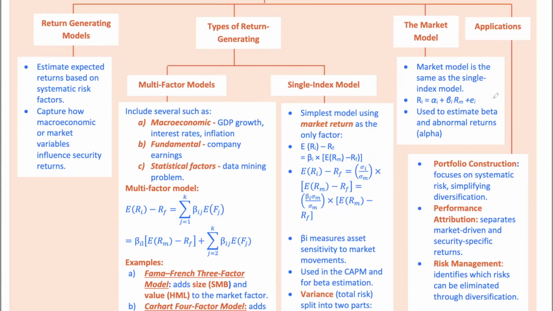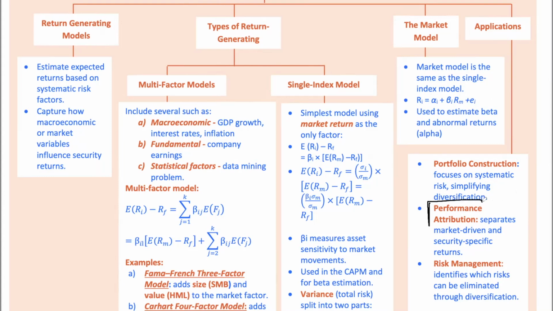So before we wrap up this section, let's talk about how all this actually shows up in real-world investing. Return-generating models aren't just academic formulas. They're the backbone of how analysts build, evaluate, and manage portfolios. First, in portfolio construction, these models help us focus on systematic risk, the risk that really matters, and ignore all that company-specific noise that can be diversified away. It's what lets portfolio managers design diversified portfolios without getting lost in every single stock detail.